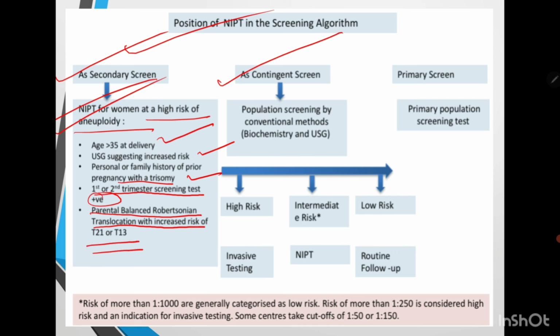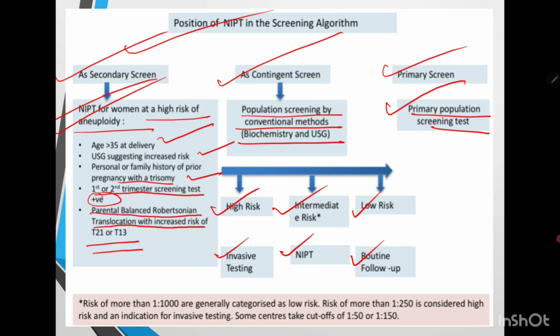As a contingent screening for population screening, the conventional method is biochemical and ultrasound. If it is high risk, invasive testing. Intermediate risk, NIPT. Low risk is routine follow-up. In primary population screening, a risk less than 1 in 1000 is generally categorized as low risk, and a risk more than 1:250 is high risk. For indication for invasive testing, some centers' cutoff is 1:50 or 1:150. So if it is 1:250, then you go for direct invasive testing.